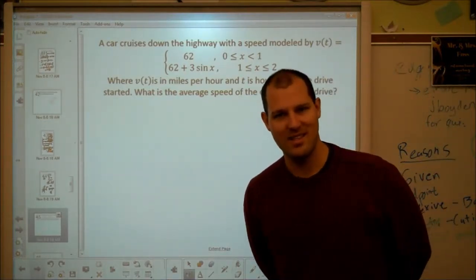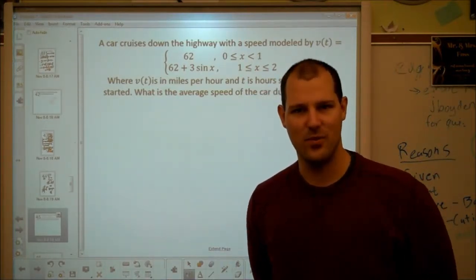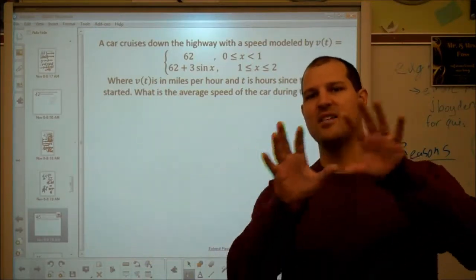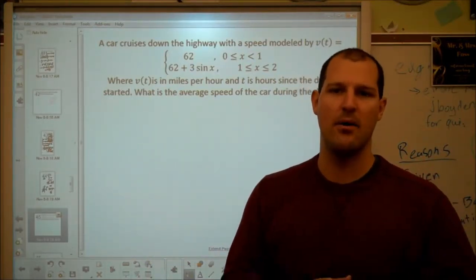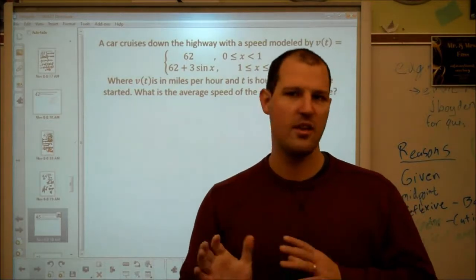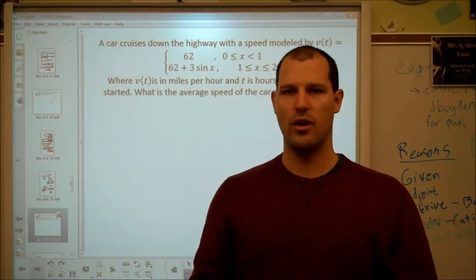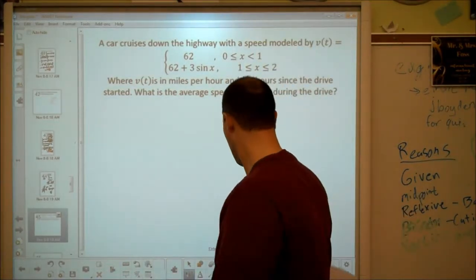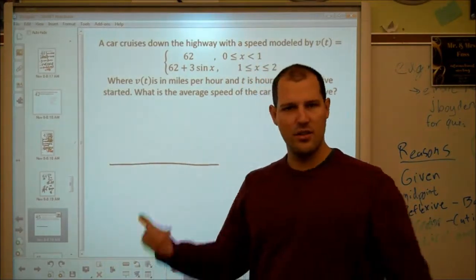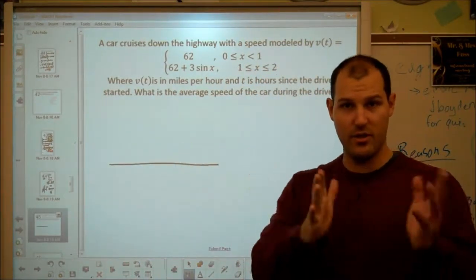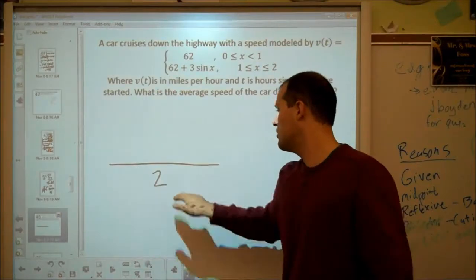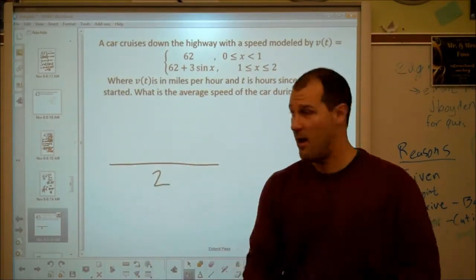Now, I've intentionally made this a context, and I've intentionally made it piecewise, so we can see how this could apply to something real, and at the same time, how it could potentially look more challenging. Not that it's going to be more challenging, but it's going to look challenging. So let's set up our calculation. First of all, it's going to be a fraction. Do you know what number's going on the bottom? We're going from 0 to 2. Hopefully you know that distance is 2. So that's our bounds range.